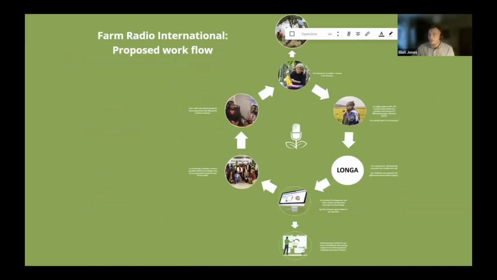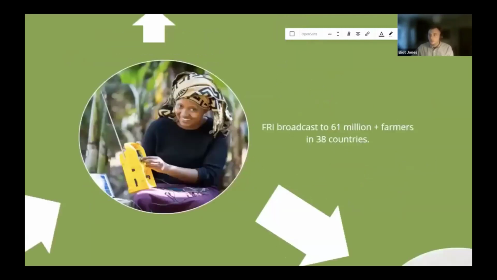So to give some context, we were introduced to Farm Radio to help figure out what to do with a huge backlog of audio files they have of farmers asking questions. Their existing workflow begins with radio broadcasts, which reach 61 million farmers in 38 different countries. These radio shows are a combination of a drama, which curates effective agricultural techniques, and a question and answer session with a local expert.